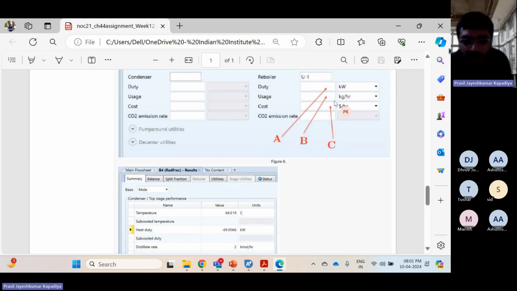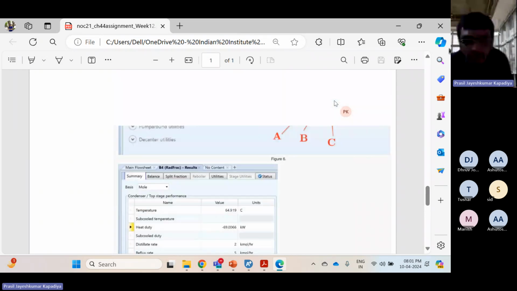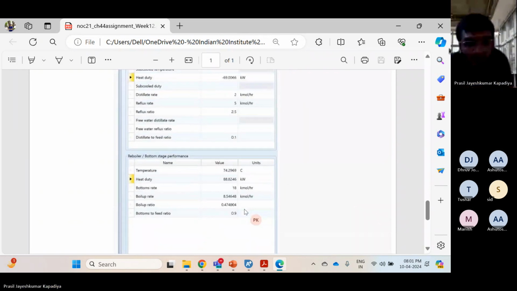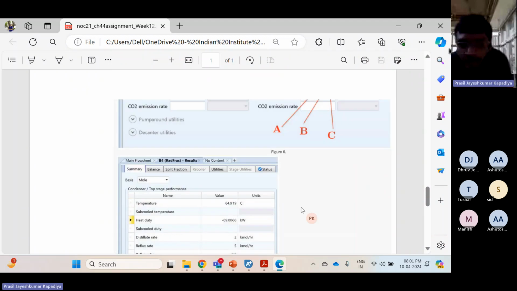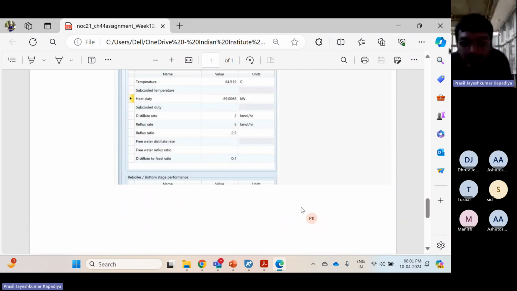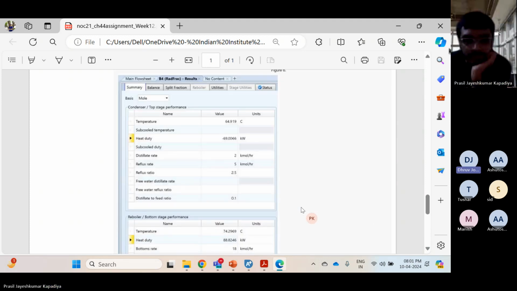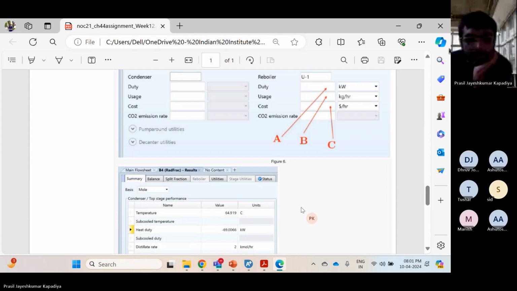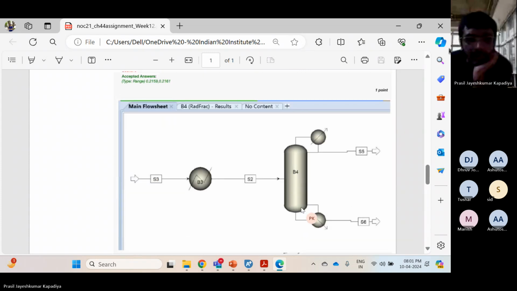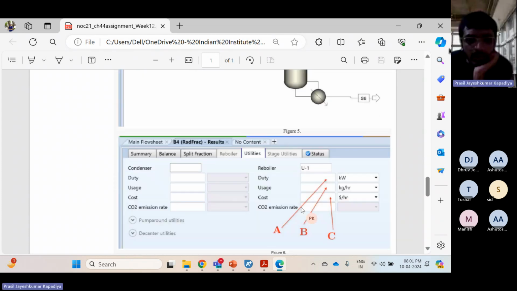Then usage is asked. What will be the usage? What is the unit? I just want to see, kg per hour. So how can you calculate this from kilowatt? We need to convert. But we don't have any other inputs.